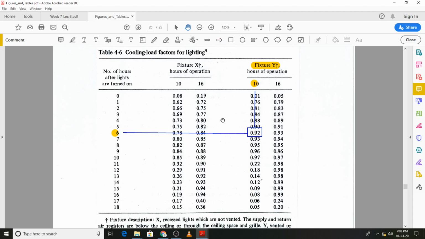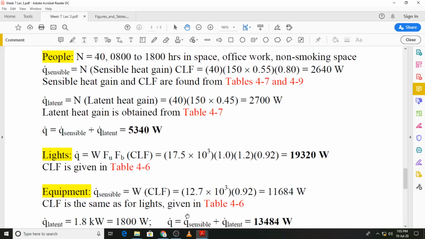So we will go back and find the resultant cooling load, which comes out to be 19,320 watts.